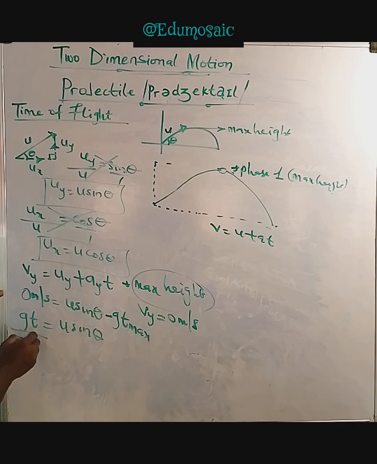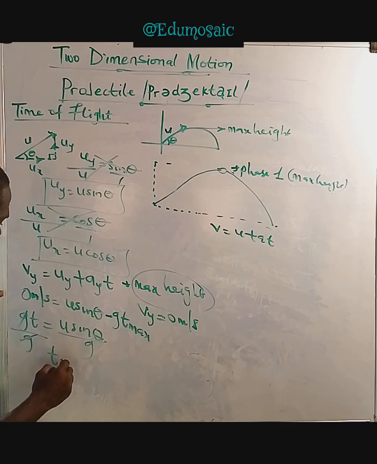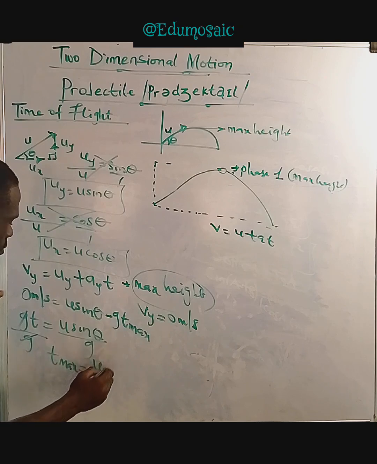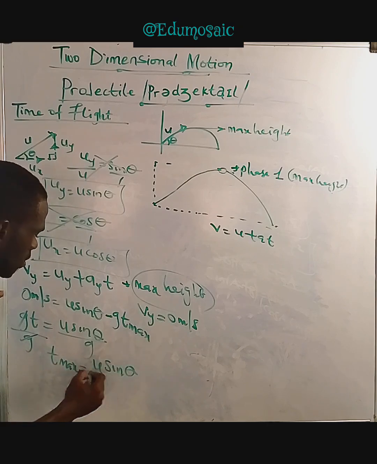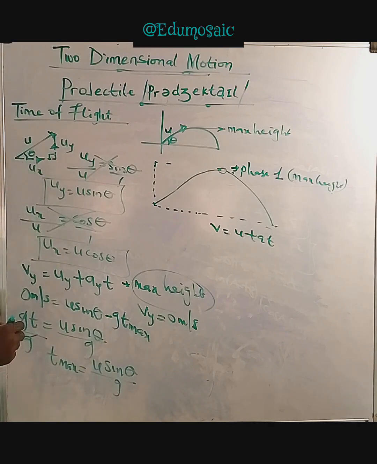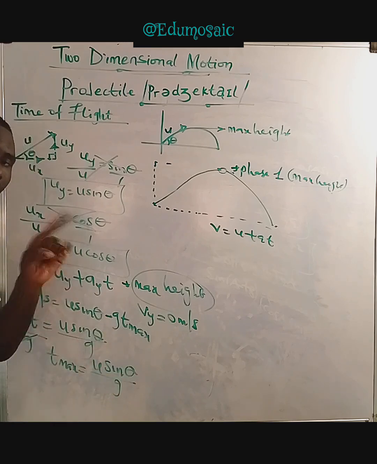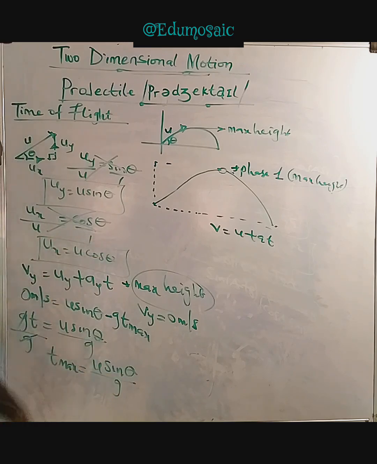So dividing by gravity, we also get the time max. The time max, T max, is u sine theta over gravity. That's what the T max is. So there's the time it takes to get to the maximum height. The time it takes to get to the maximum height is simply this.